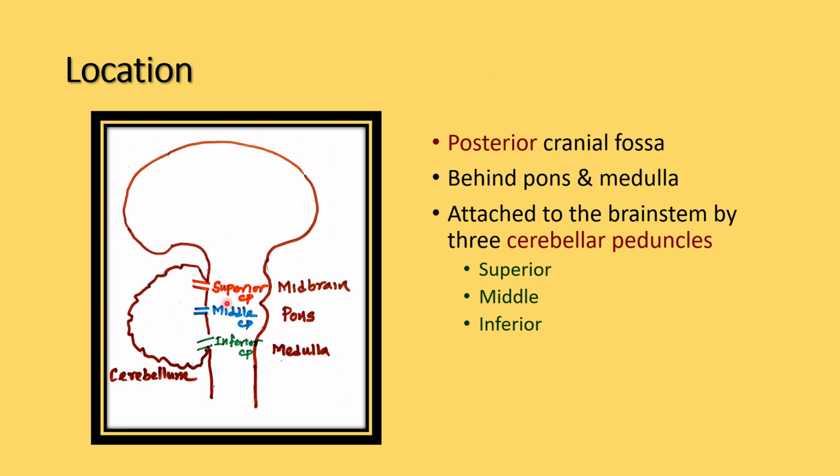The cerebellum is located in the posterior cranial fossa. This is the cerebellum. It is located behind the midbrain, pons, and medulla. The cerebellum is attached to the brainstem by three cerebellar peduncles: superior cerebellar peduncle, middle cerebellar peduncle, and inferior cerebellar peduncle.